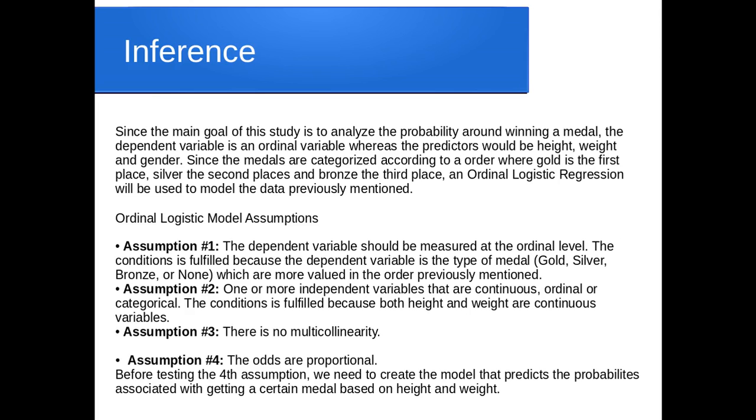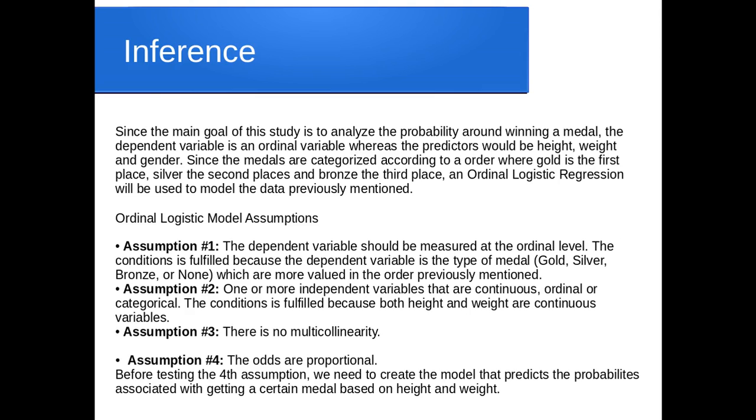This ordinal logistic regression model has four assumptions. The first one is that the variable that we are going to measure is at an ordinal level. In this case, the medal variable is considered gold, silver, bronze, or none, depending on the approach that I decided on. The second assumption is that one or more independent variables are continuous or ordinal. In this case, weight and height are both continuous variables, so I could say that I met that assumption.